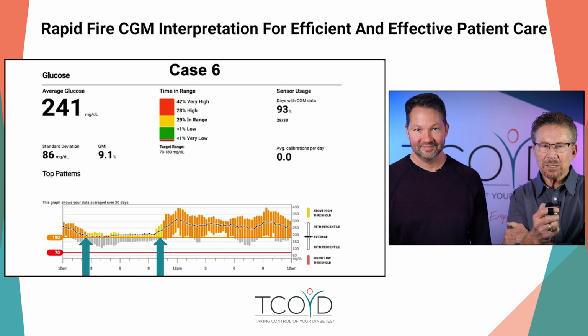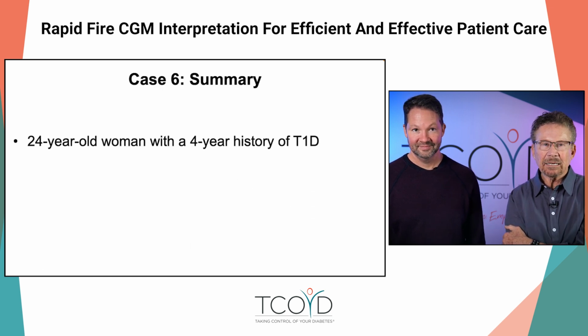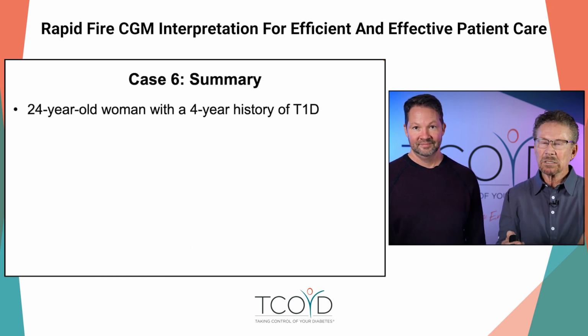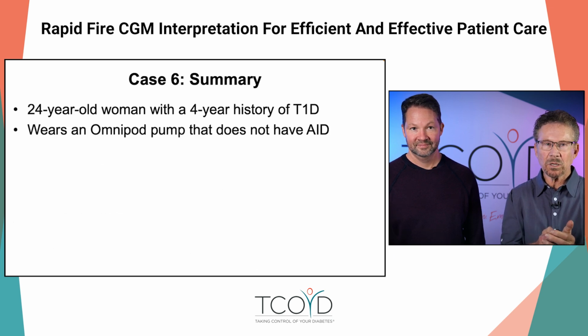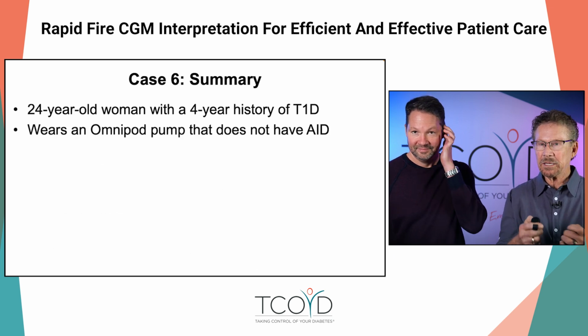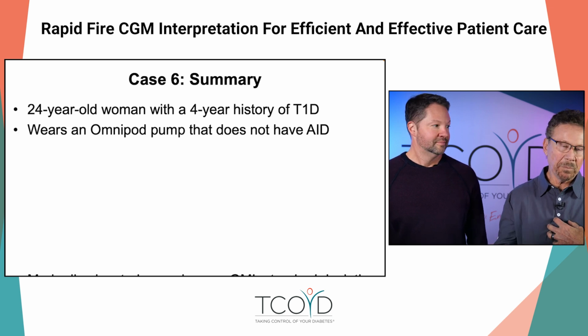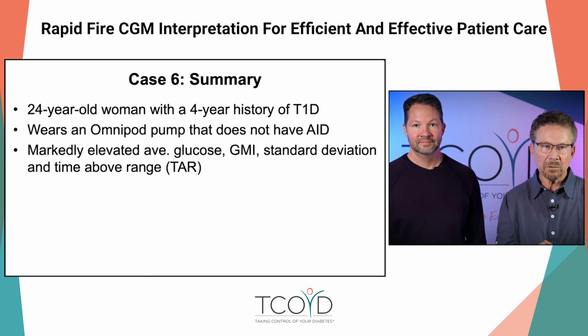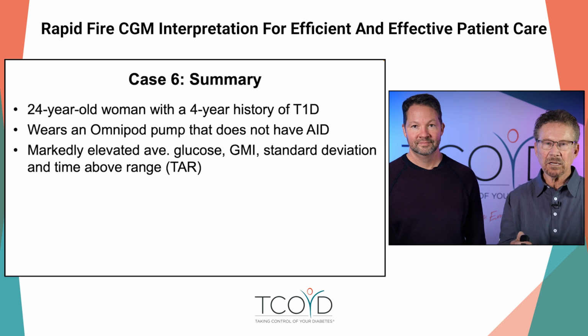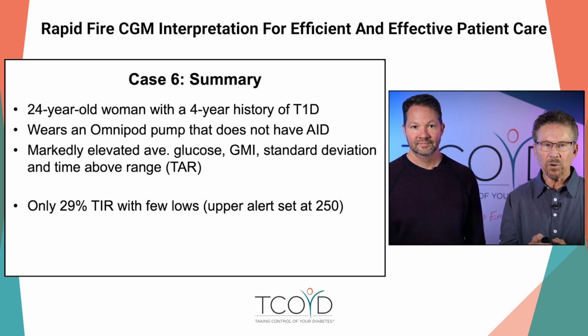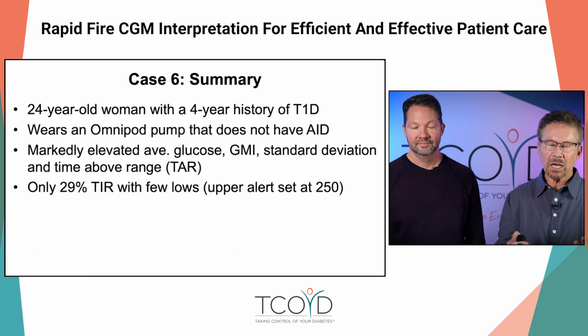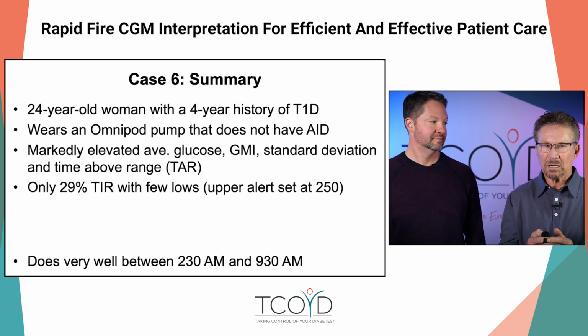So let me tell you about this patient. It's a 24-year-old woman. She's got a 4-year history of type 1. She wears an Omnipod pump that does not have automatic insulin delivery. So she wears what we call a dumb pump, and she has a Dexcom CGM, markedly elevated average glucose, GMI, standard deviation, time above range, and only 29% time in range. So she really needs improvement.